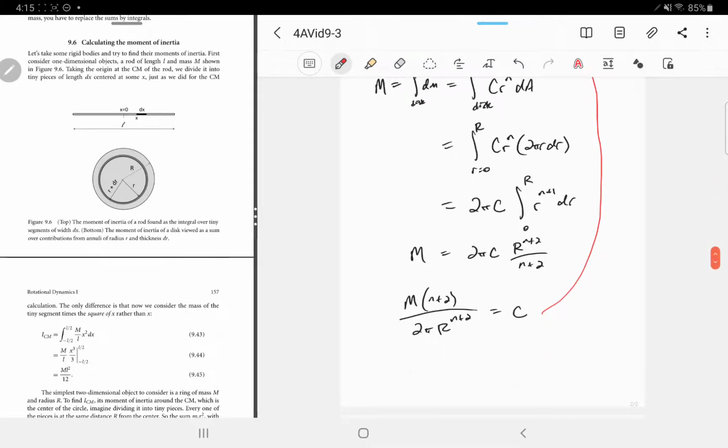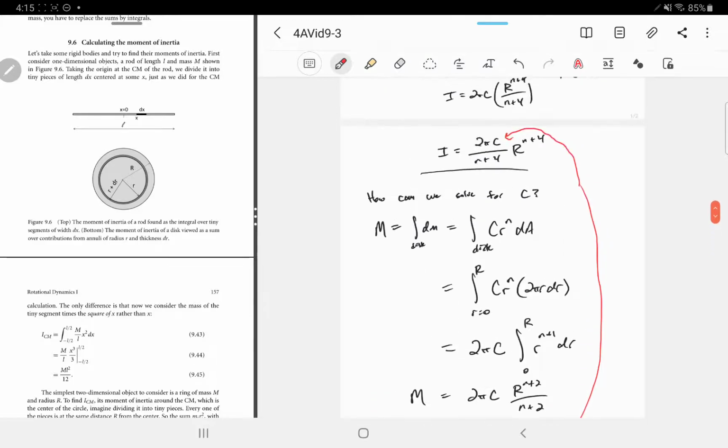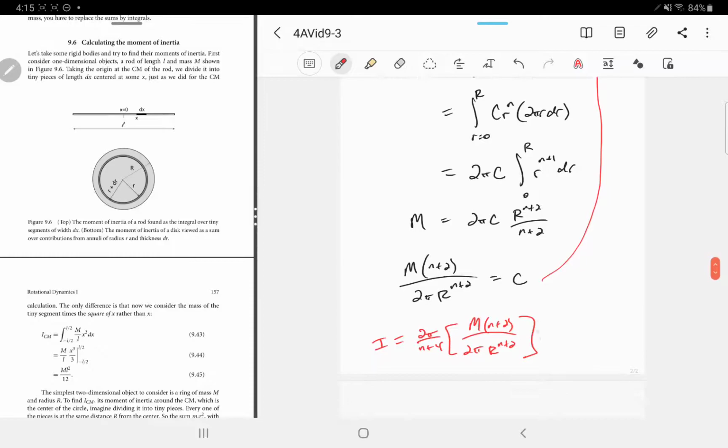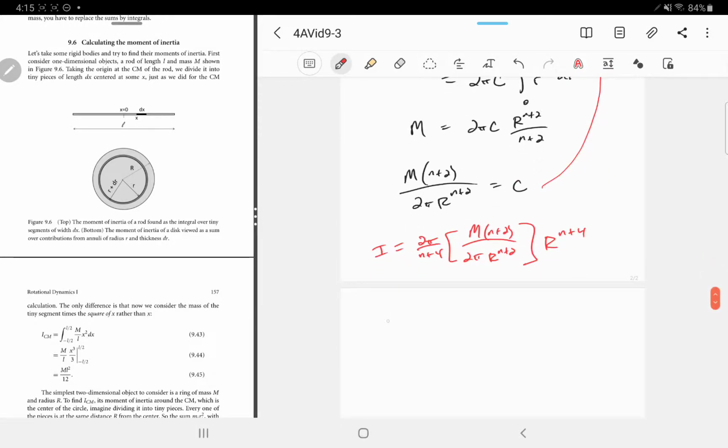Okay, so plugging that in, we get I is 2 pi over n plus 4 times our constant. So that's m times n plus 2 over 2 pi r to the n plus 2, times r to the n plus 4. Whew, it's getting a little algebraically intensive, right? Let's try and clean this up a bit.